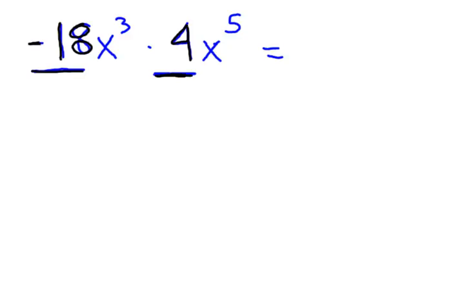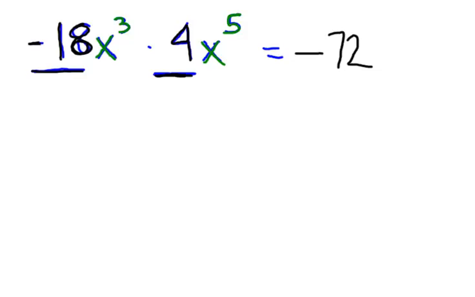So negative times a positive is negative. 18 times 4 is 72, I hope. Okay, and that's done. So those numbers, those coefficients are out of the way. And the second thing I'm going to do is take care of the variables and exponents. So my rule for multiplying variables is I just add the exponents.